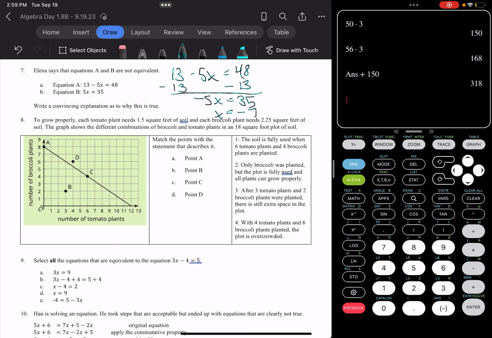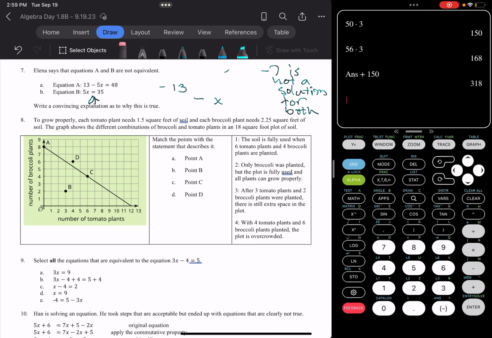Okay? If I plug that into here, negative 7 times 5 is negative 35. That's not true. So we can say one reason is that negative 7 is not a solution for both, or they don't have the same solution. And we know that in order for them to be equivalent, they would need to have the same solution. The other way that you can do this is you can talk about those legal moves. If we subtract 13 from both sides, as we just did, we get 5x equals 35, negative 5x equals 35, is not the same as 5x equals 35.